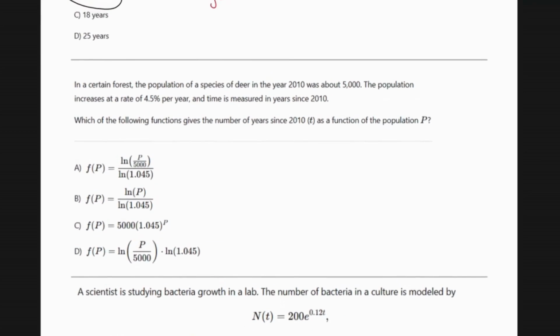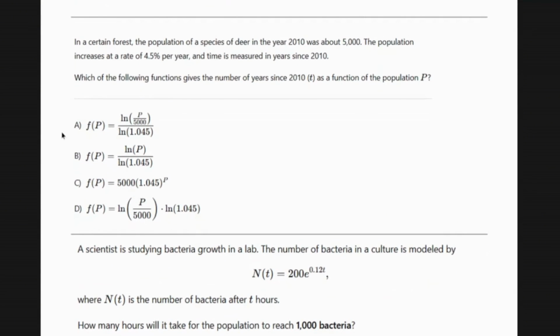I think we finally hit our first one where we don't need the calculator. In a certain forest, the population of a species of deer in the year 2010 was about 5,000. The population increases at a rate of 4.5% per year, and the time is measured in years since 2010. Which of the following gives the number of years since 2010, t, as a function of population? I don't think we really need to overthink this. Oh, except that we do. Okay, I see what we have to do here.